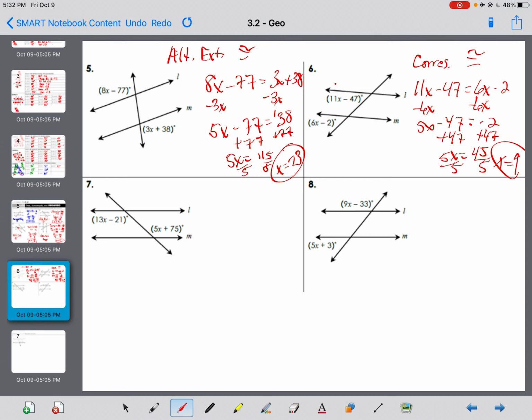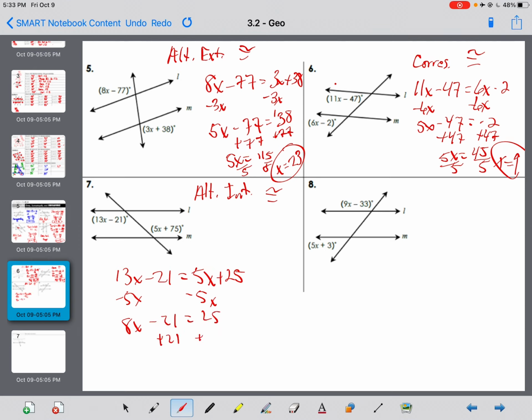All right. These are both on the inside, but they're on different sides. So these are alternate interior angles, which makes them congruent. So 13x minus 21 equals 5x plus 25. Subtract 5x, get the x's on the same side. 8x minus 21 equals 25. Add 21.